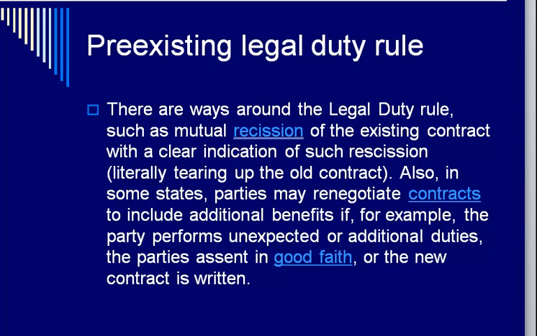So again, some ways around the legal duty rule is to rescind. That's a fancy legal word. That just means to turn back, to tear up. To rescind an existing contract is to return the parties to the position that they would have been in had they not contracted. It's like taking them back to ground zero. Rescission, that's an important word. I could easily test on that. And the idea of rescission is that it destroys the existing legal duty and lets them start from scratch in their negotiations.